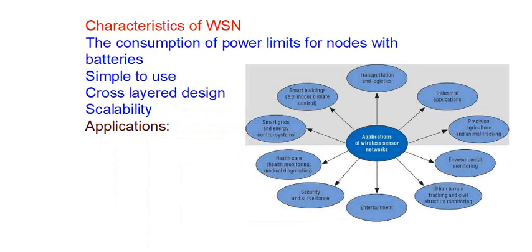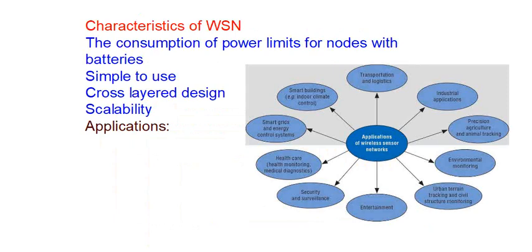So whenever you have the nodes with batteries, the capacity of that battery decides how much information it is possible to exchange between a node and the access point. Simple to use, cross layered design. We have already seen what we mean by cross layered design and multi hop architecture. Scalability, right? You can devise this system for a large, medium scale, as well as small system. These are some of the characteristics of wireless sensor networks.